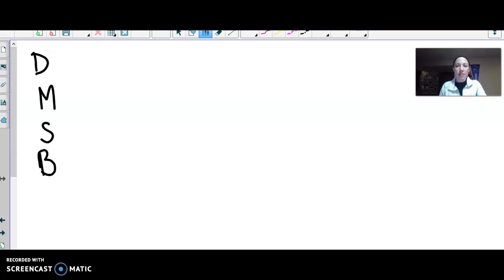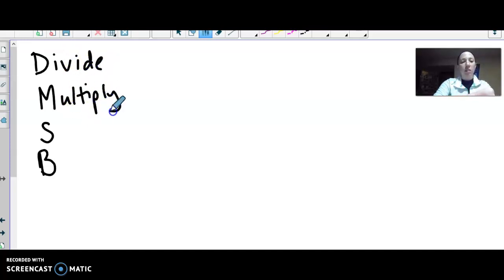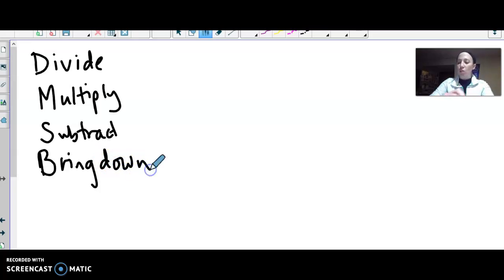So I've written down the steps that you'll do, DMSB. Now it stands for divide, multiply, subtract, bring down. Or the way some students like to remember it is, does McDonald's sell burgers? So by remembering does McDonald's sell burgers, that'll help you with the letters, and then you can remember that it's divide, multiply, subtract, bring down. So say I have 348 divided by 4.